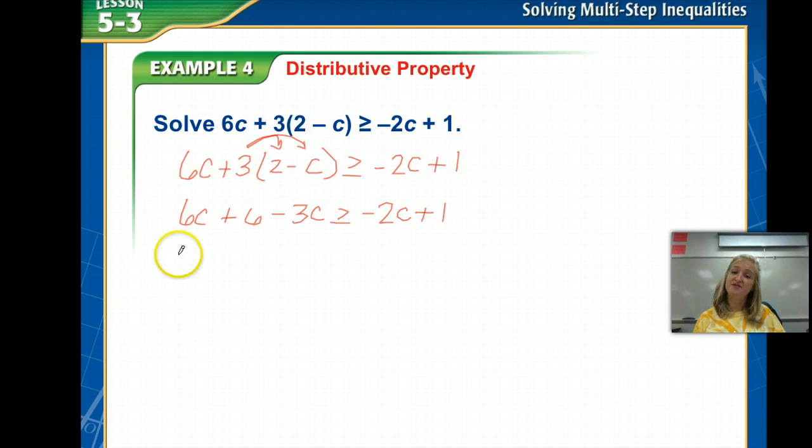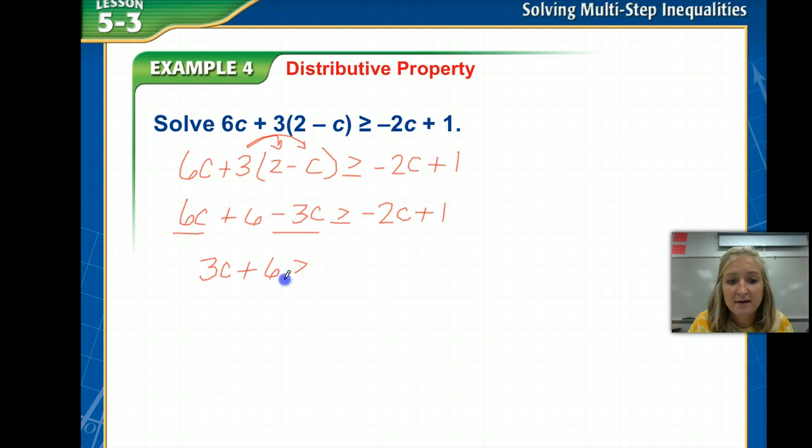Now I notice that I have 2 like terms on the same side, so I need to combine my like terms before I move anything from left to right. So 6c minus 3c is 3c. So I have 3c plus 6 on this side, and I have negative 2c plus 1 on this side. Now I have a variable on both sides, and we're going to solve for c.